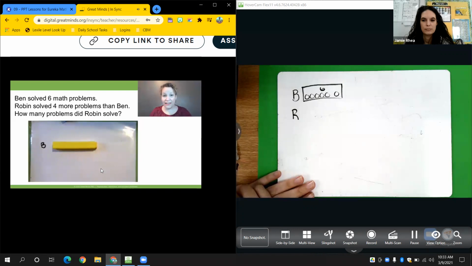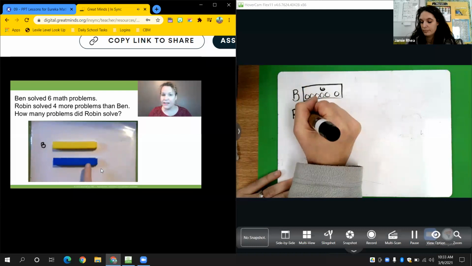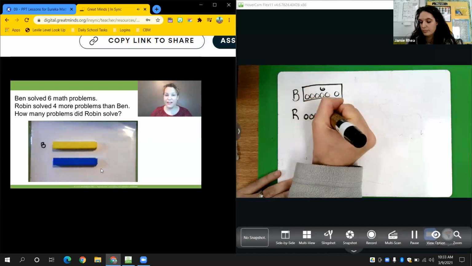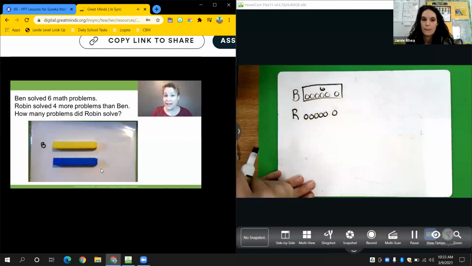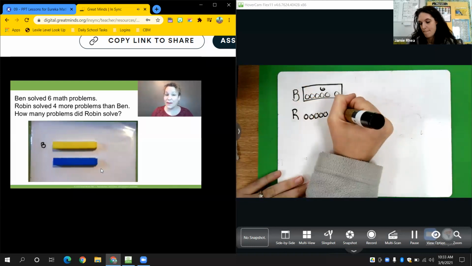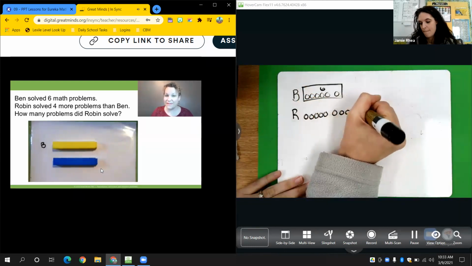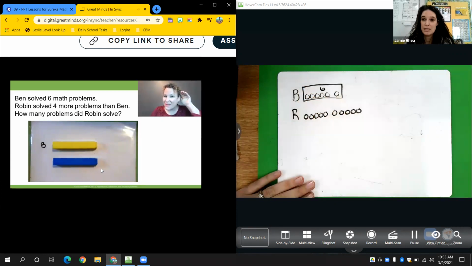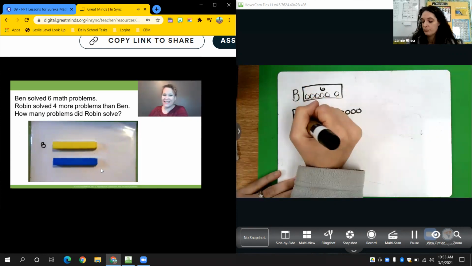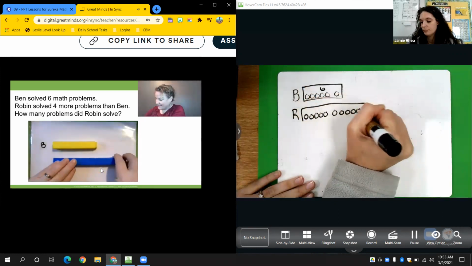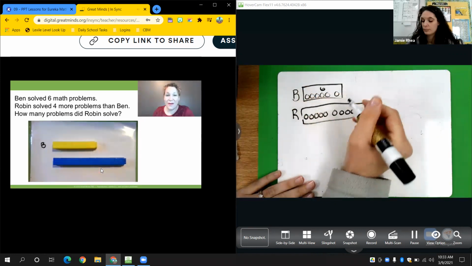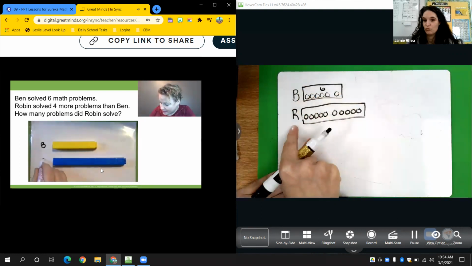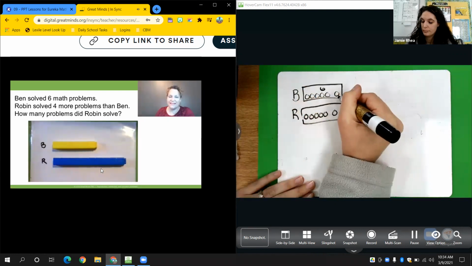I know. Let's represent Robin's in another tape. We'll make a double tape diagram. I'm going to start with the same amount that Ben had, because I know that she had at least that much. So if Robin solved 4 more than Ben, would we add on to her tape or take 4 cubes away? I'm going to add them on because she had 4 more. We would be adding 4 more. Let's do that now. Oh, and we can't forget a label. Let's label it R for Robin.